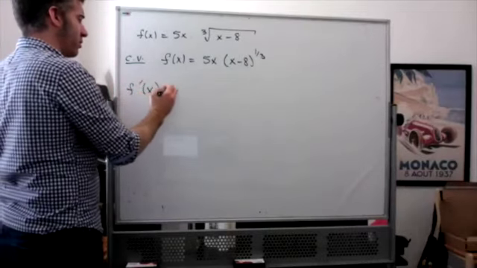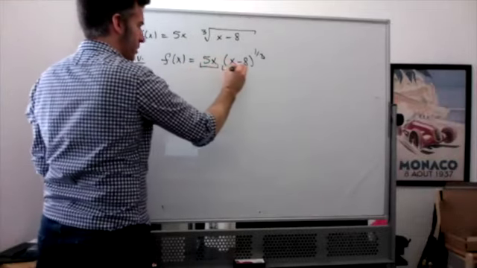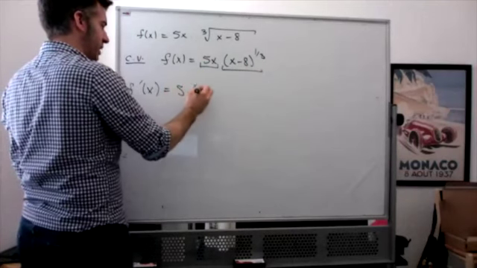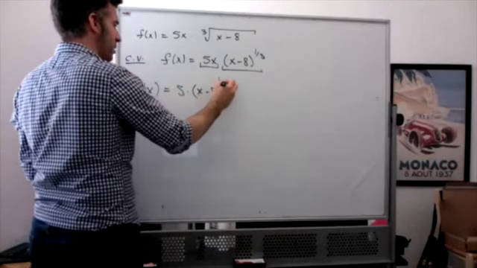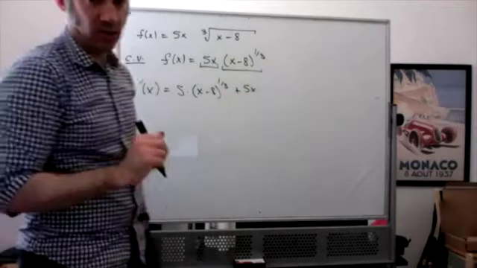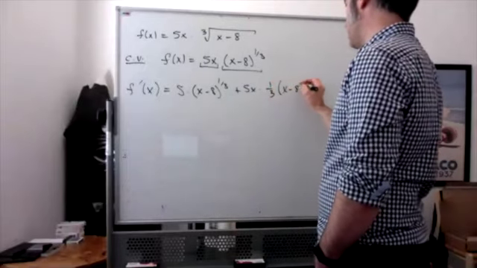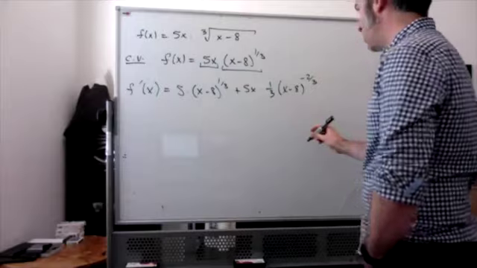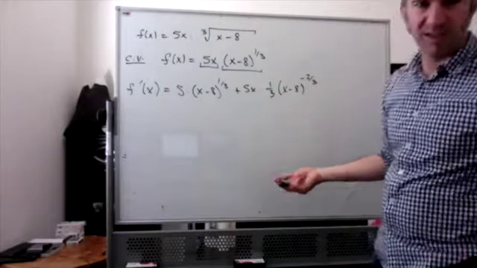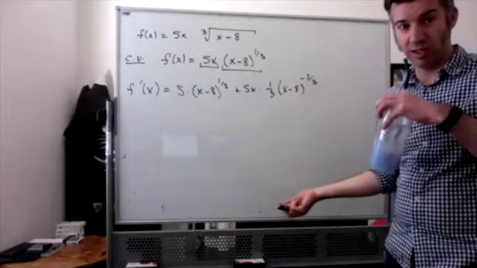We are going to have to use the product rule. So I'm thinking of this part times this part. The derivative of 5x is 5 times x minus 8 to the 1/3 power, plus 5x times the derivative of x minus 8 to the 1/3, which is going to be 1/3 times x minus 8 to the negative 2/3 power times the derivative of the inside, but the derivative of x minus 8 is just 1. But it's still good to think about the chain rule if your stuff to a power is anything more complicated than just x.